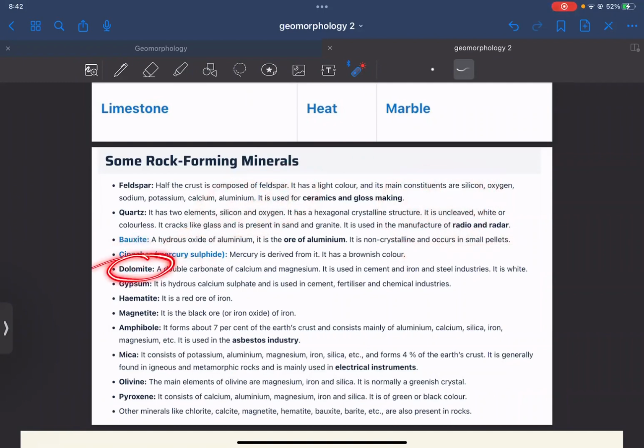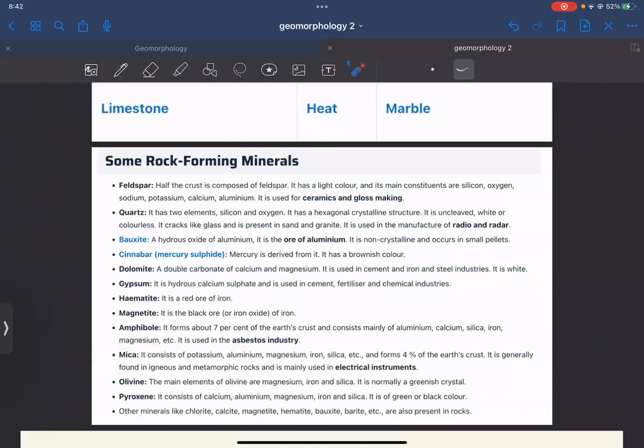Remember dolomite. Remember karst topography: calcium and magnesium carbonate. It is used in cement and iron and steel industries. Gypsum, calcium sulfate, is used in cement, fertilizer, and chemical industries. Hematite is the red ore of iron. Magnetite is the black ore of iron. Amphibole consists of aluminium, calcium, silica, iron, magnesium. You just need to remember it is used in the asbestos industry. Because of its use in asbestos industries, it is creating a harmful effect on labor.